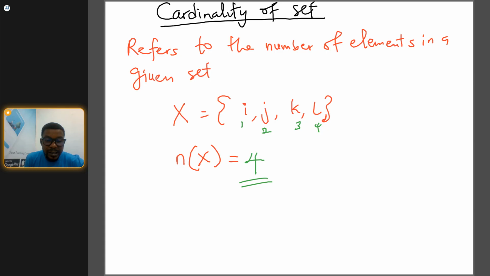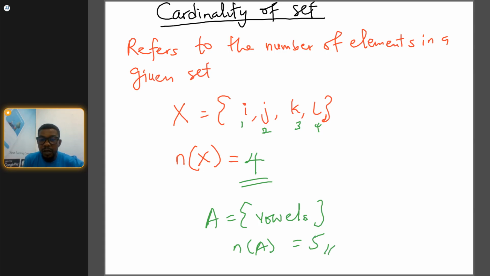What is the cardinality of this set? Given that A equals the set of vowels in the English alphabet, what will be the cardinality of A? 5. Awesome, a great response, Emmanuel. Thank you for your response. The cardinality will be 5. All right, so we move on to the next term.